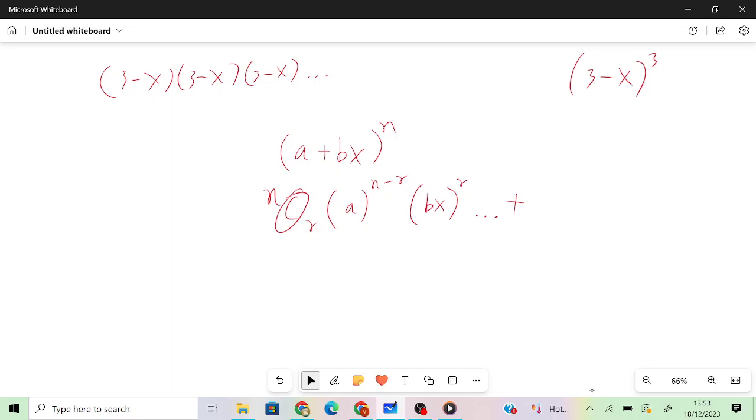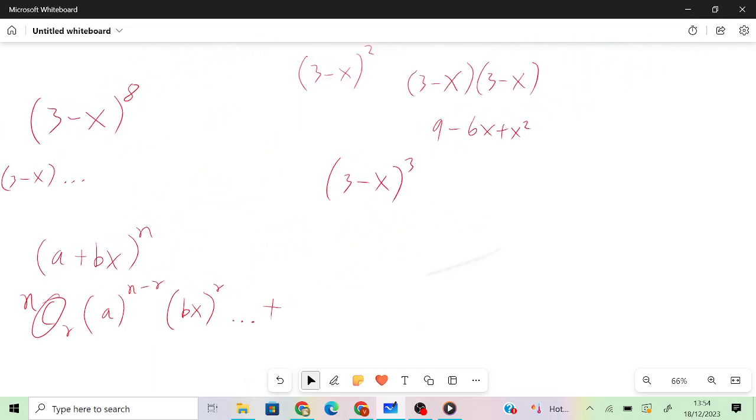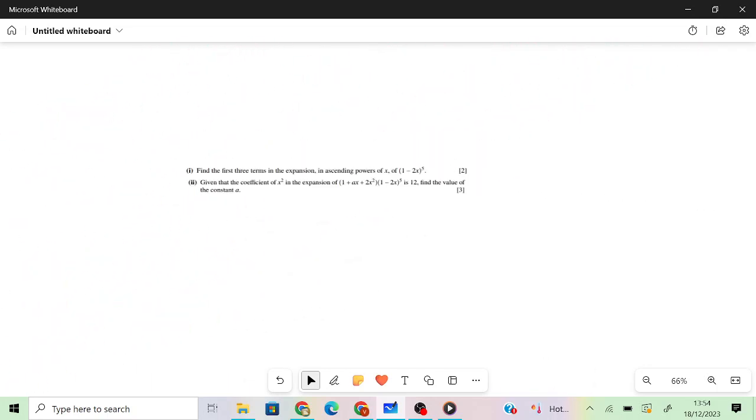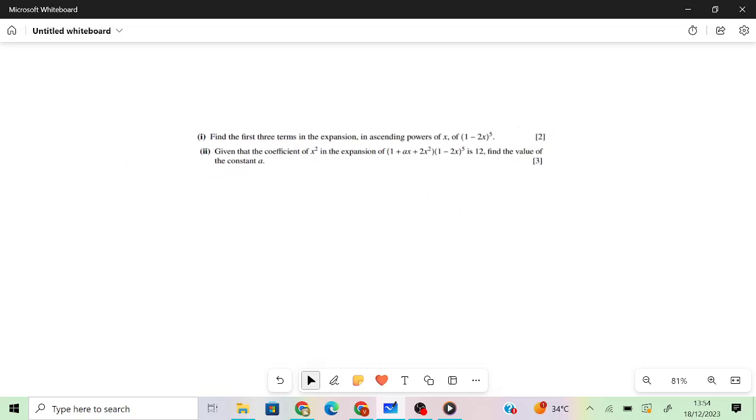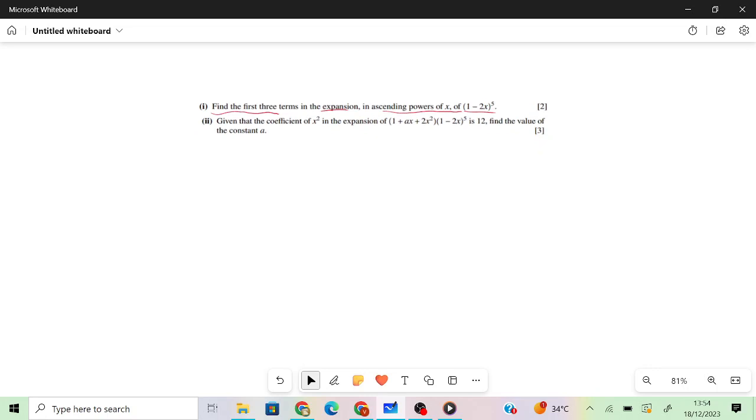Now this is a topic that's obviously better understood if you do examples. So let's go right ahead and dive into our first example. Okay, so the first question asks us to find the first 3 terms in the expansion in the ascending powers of x of 1 minus 2x all raised to power 5, and this goes for 2 marks. So to begin with, we can just write 1 minus 2x raised to power 5.